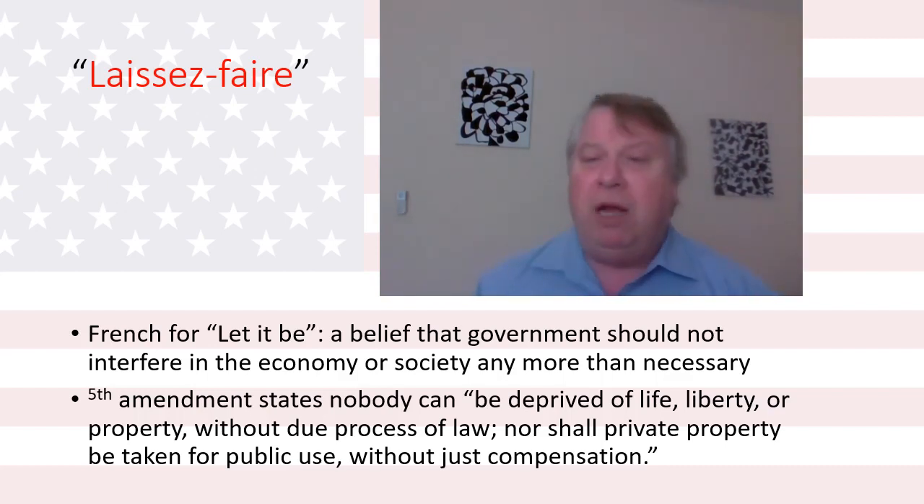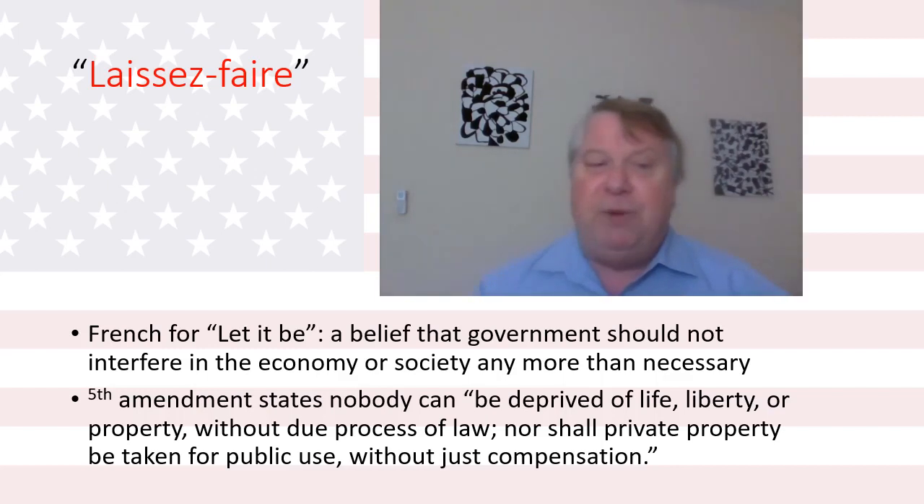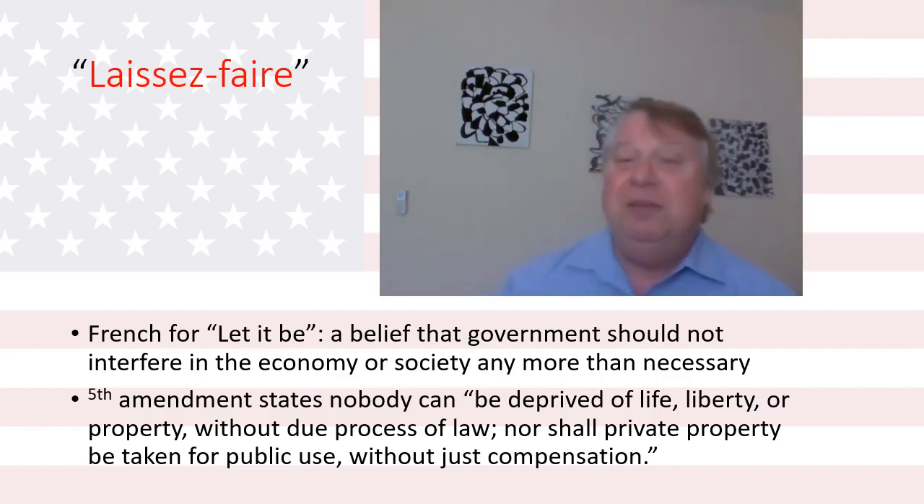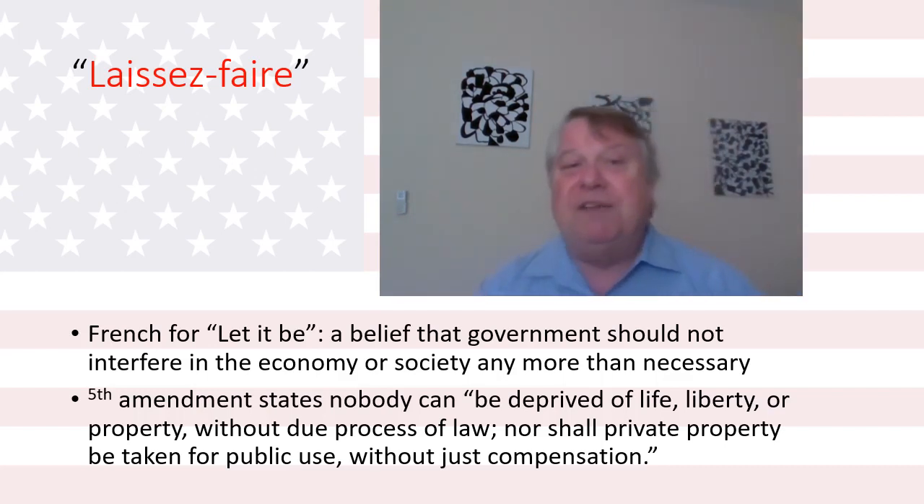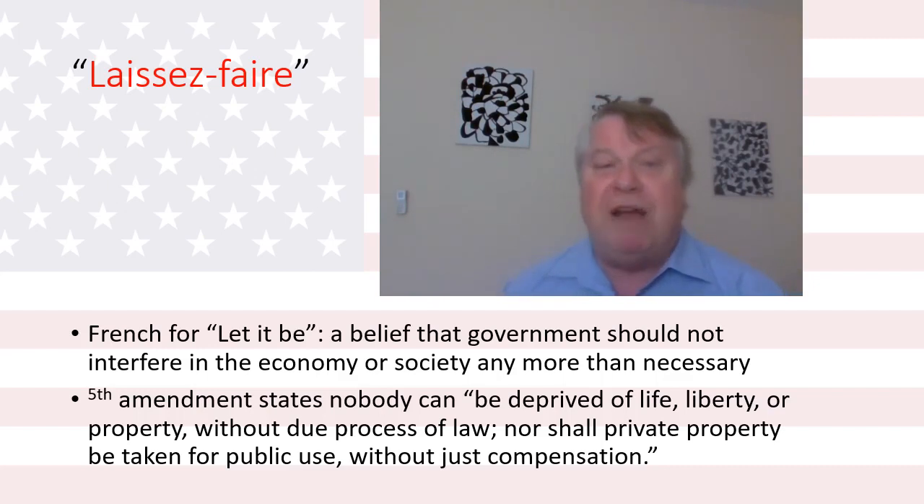The people who came to America were the entrepreneurs. They were the ones who wanted to be different, whereas the people who are happy being the same stayed in Europe. Think of this: the Fifth Amendment states, nobody can be deprived of life, liberty, or property without due process of law, nor shall private property be taken for public use without just compensation.